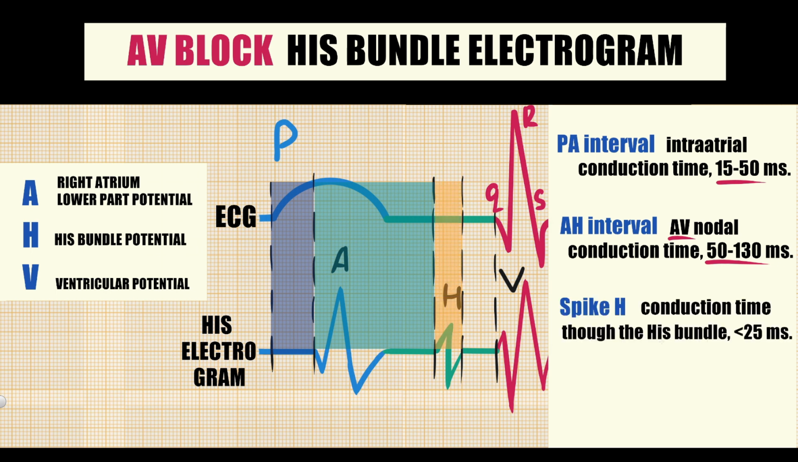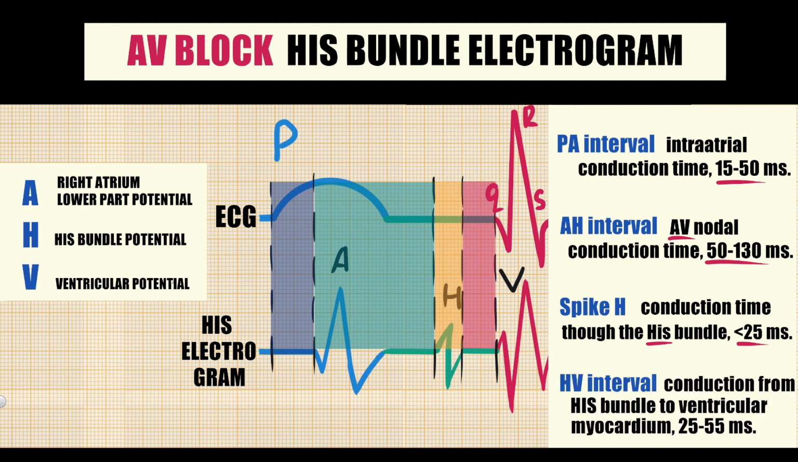Spike H represents conduction time through the His bundle. Normally it should be less than 25 milliseconds. The HV interval represents conduction time from the proximal His bundle to the ventricular myocardium. Reported normal values in adults range from 25 to 55 milliseconds.